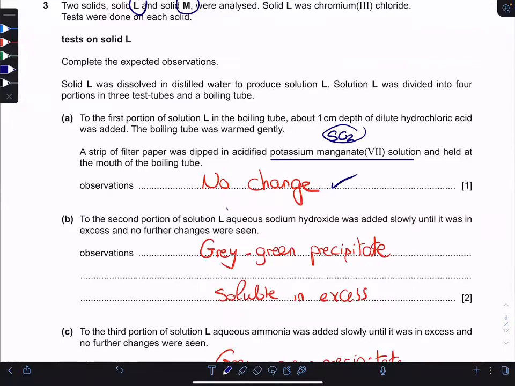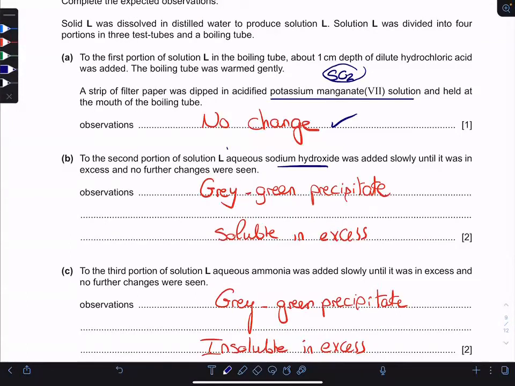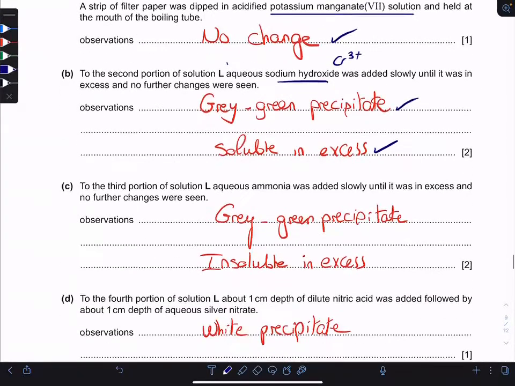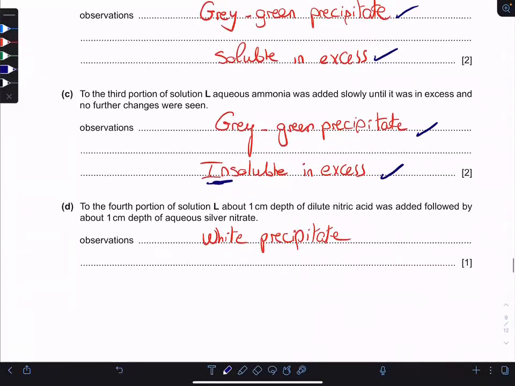Then he added sodium hydroxide solution, which is the test for cations. We have chromium ions, so gray-green precipitate, soluble in excess. He added excess aqueous ammonia: gray-green precipitate, insoluble in excess. Take care, chromium dissolves in sodium hydroxide only. Then in D, he added nitric acid followed by silver nitrate, which is the test for halides.